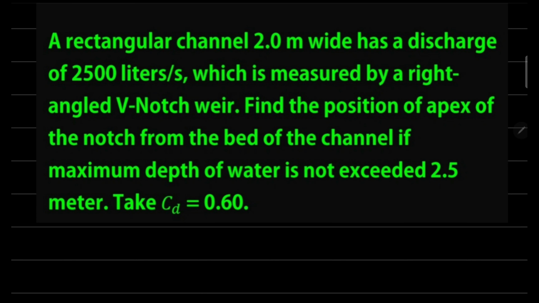So let's take a very interesting problem where a rectangular channel which is 2 meter wide has a discharge of 2500 liters per second, which is measured by a right angle V notch weir. Find the position of the apex of the notch from the bed of the channel if the maximum depth of water is not to exceed 2.5 meters. We have to take the CD value as 0.6.